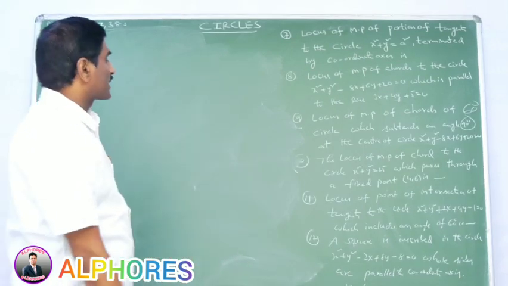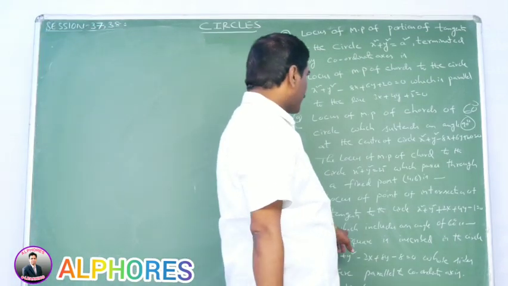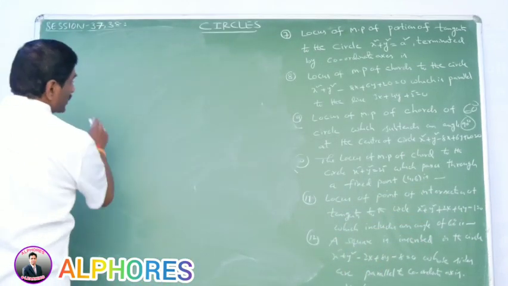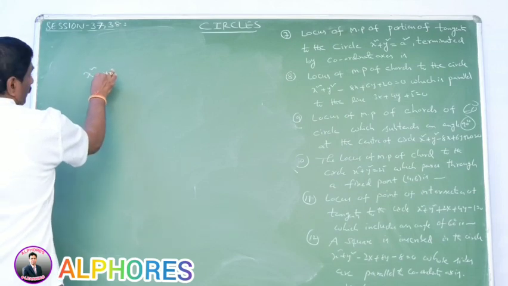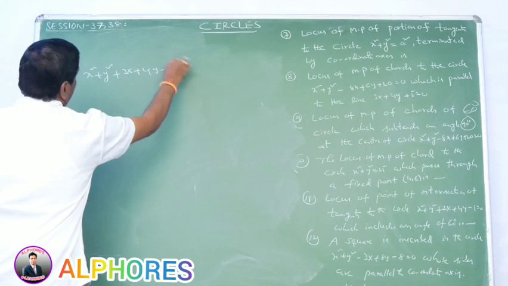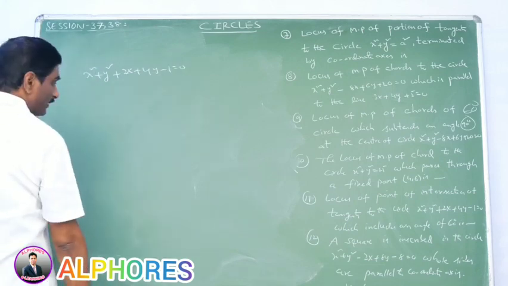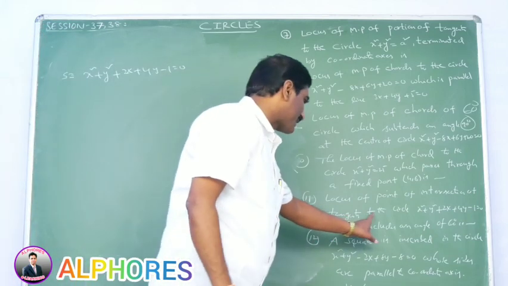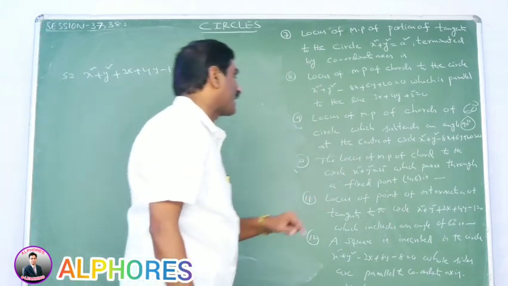11th one. Locus of the point of intersection of the tangents to the circle which include an angle of 60 degrees. Locus of the point of intersection of the tangents to the circle x square + y square + 2x + 4y - 1 = 0. It is the circle equation. Locus of the point of intersection of tangents to the circle which include an angle of 60 degrees.